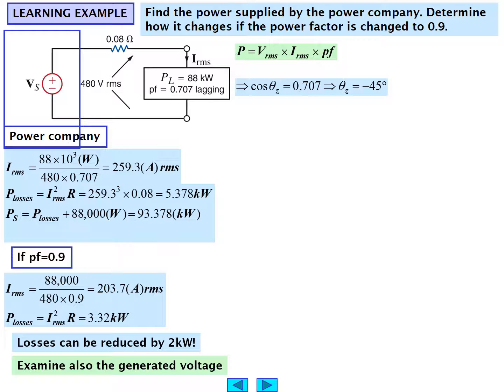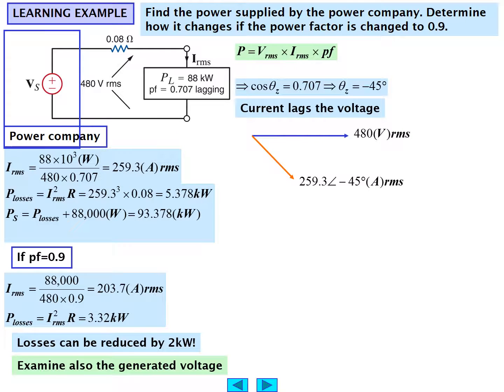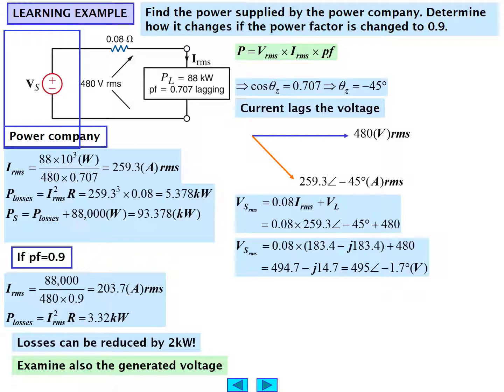Okay, so let's take a look at the generated voltage under these conditions. We know that current lags the voltage. Therefore, 480 volts RMS and 259.3 at angle minus 45 degrees. And the first condition would look like this, red being the current and blue being the voltage. V of the source RMS would be 0.8 IRMS plus the voltage across the load, which we can then calculate. And we get V of the source RMS is 495 angle minus 1.7 degrees.